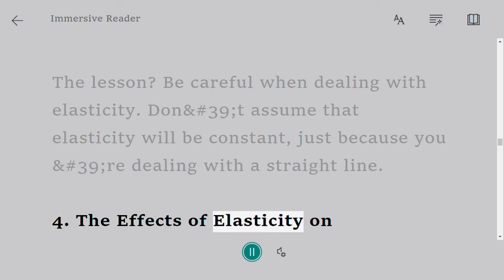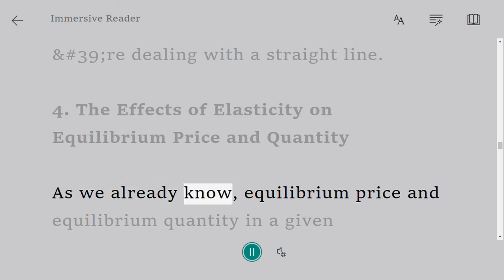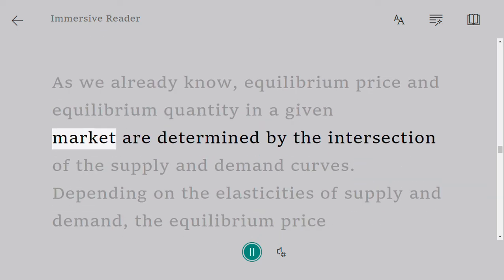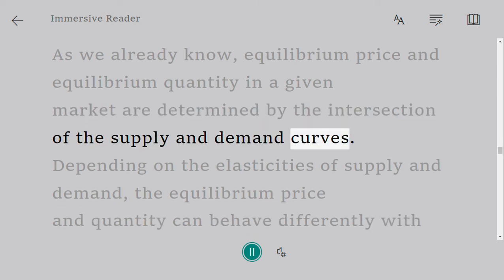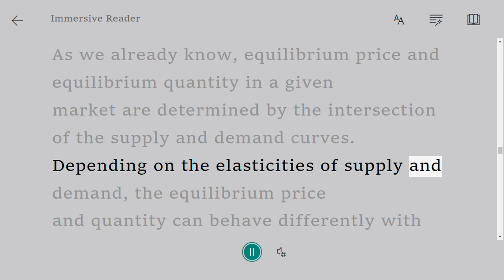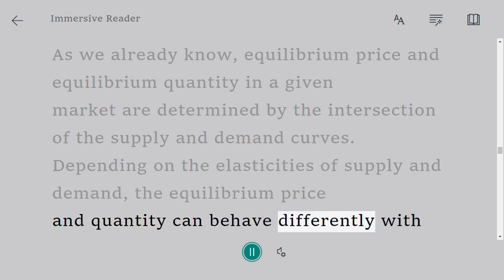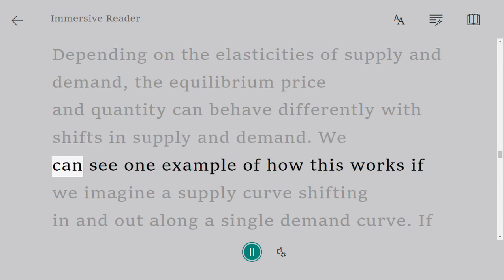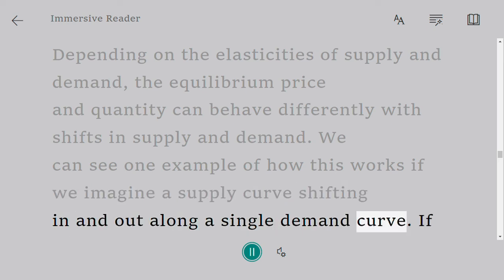4. The effects of elasticity on equilibrium price and quantity. As we already know, equilibrium price and equilibrium quantity in a given market are determined by the intersection of the supply and demand curves. Depending on the elasticities of supply and demand, the equilibrium price and quantity can behave differently with shifts in supply and demand. We can see one example of how this works if we imagine a supply curve shifting in and out along a single demand curve.